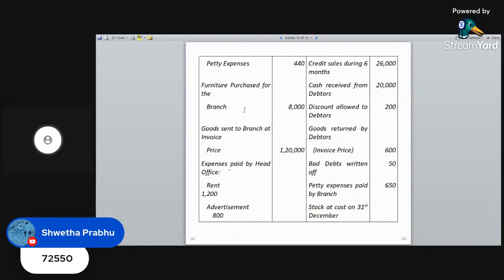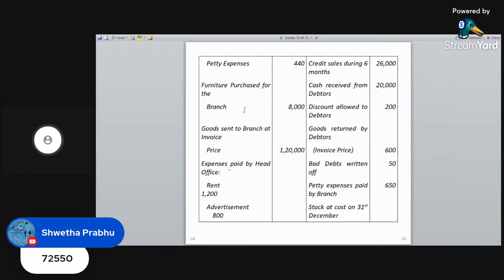Correct, there is no opening stock at all. Next, goods sent to branch account at invoice price. Goods sent to branch at invoice price is for how much? 1,20,000. For this 1,20,000 of goods sent to branch account, we have to record only the loading price. 1,20,000 into 25 divided by 125, that we have to account.